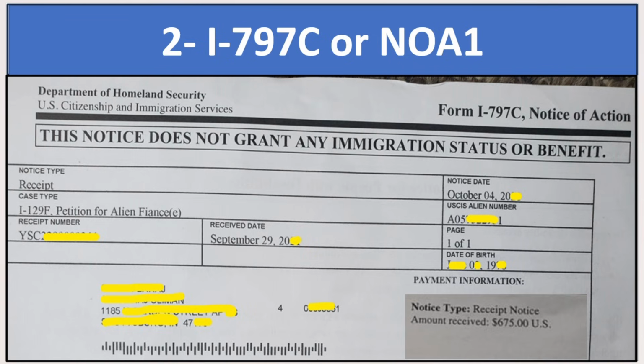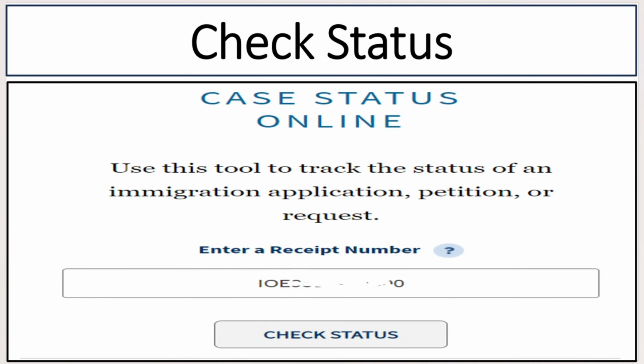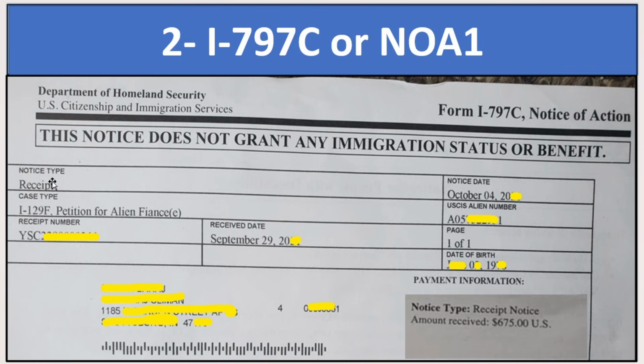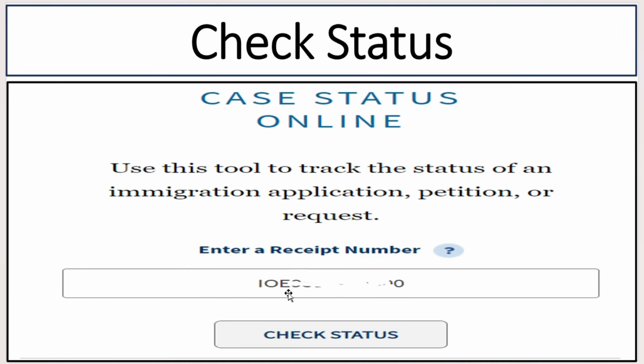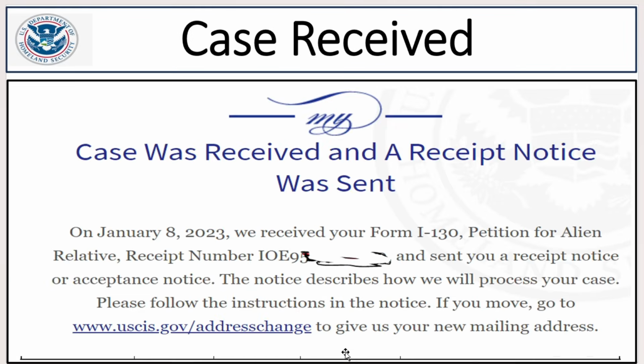Now, from this point right here, you need to start checking your status. You go online, check status online, and enter your receipt number from your NOA 1 or I-797C. Your receipt number is right here, and then enter it right here and click on check status. Once you click on check status, it's going to give you a status like this one right here: case was received and the receipt notice was sent. Basically, you submitted your I-129F and they sent you a receipt notice.